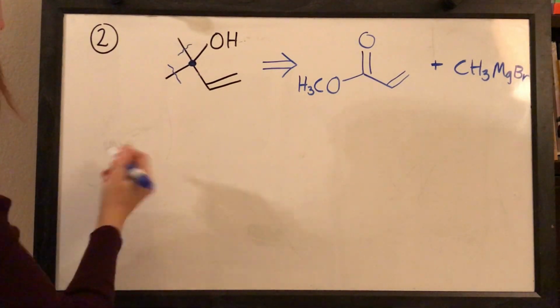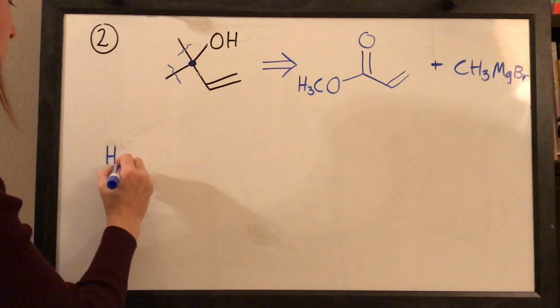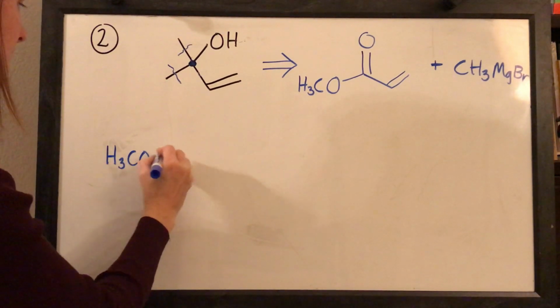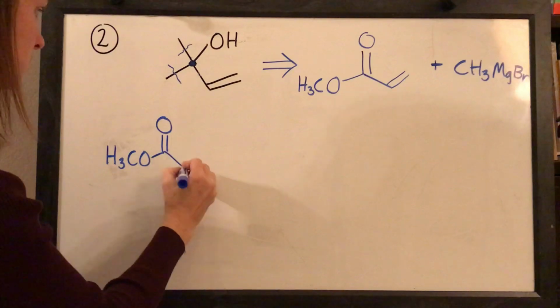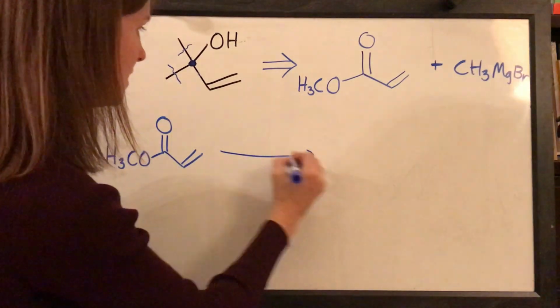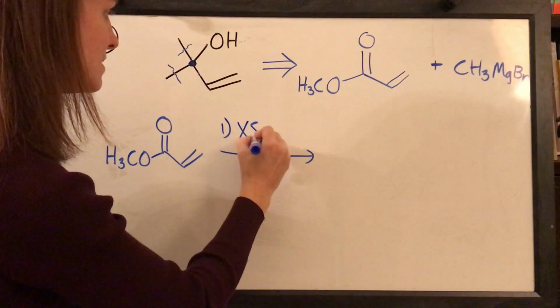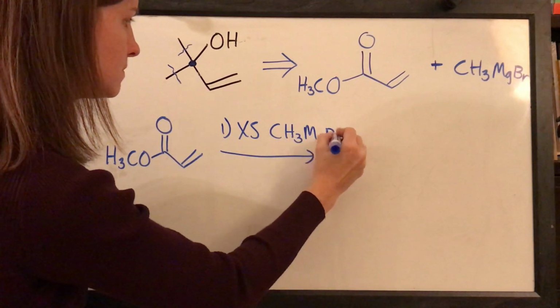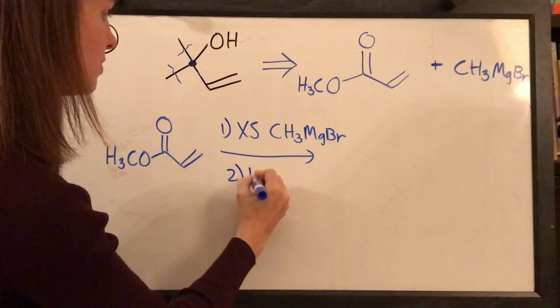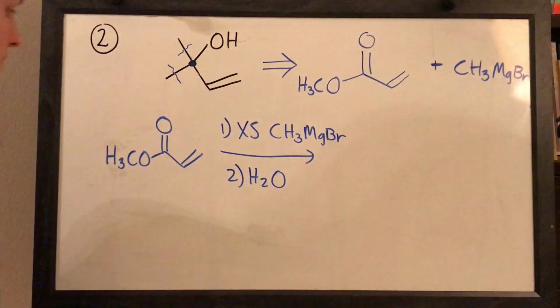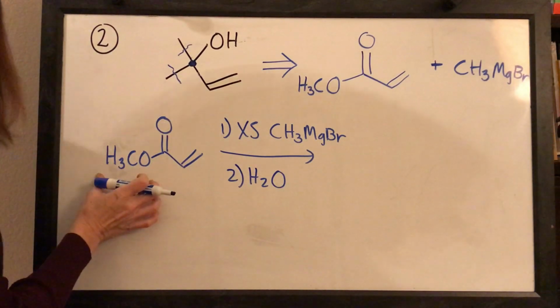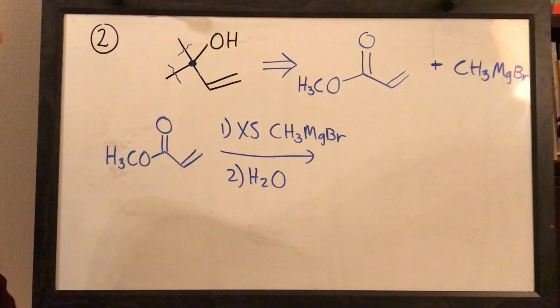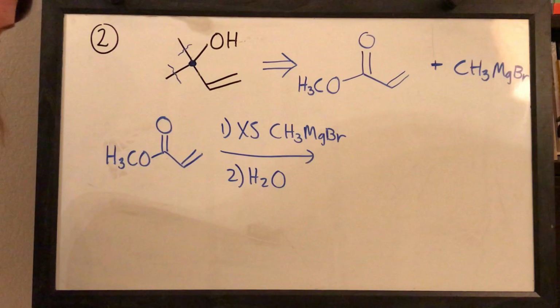So in the forward direction, I might write something like this. Here's my ester. And then I'm going to add excess of this methyl magnesium bromide. And then I'll work the reaction up with water. And so that little piece that I added to make an ester just gets kicked off as a leaving group. So that is the third possible answer in this problem. Okay, that's a good stopping point.